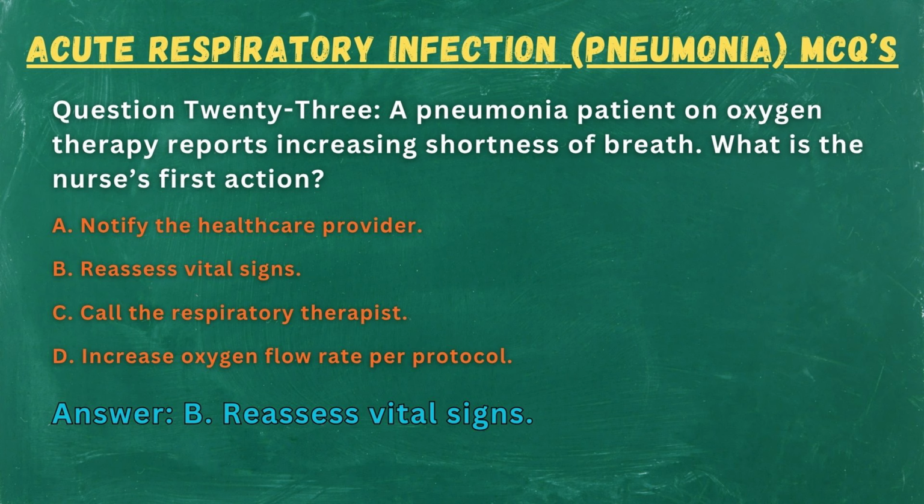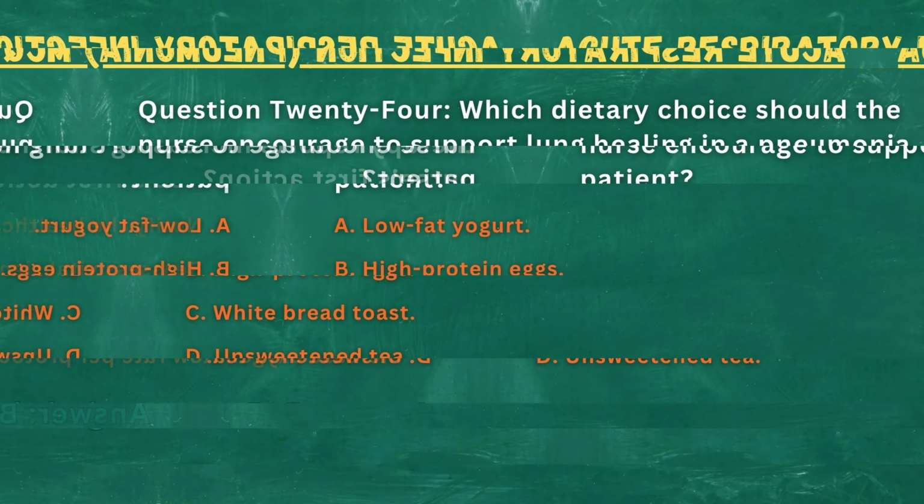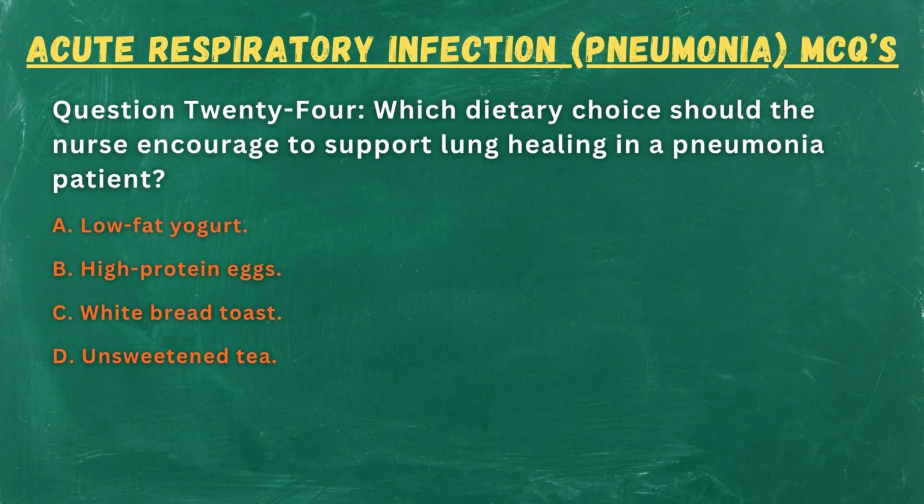Answer. B. Reassess vital signs. Question 24. Which dietary choice should the nurse encourage to support lung healing in a pneumonia patient? A. Low-fat yogurt. B. High-protein eggs. C. White bread toast. D. Unsweetened tea.